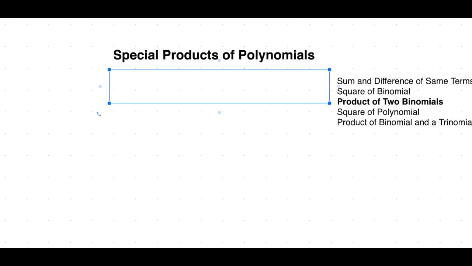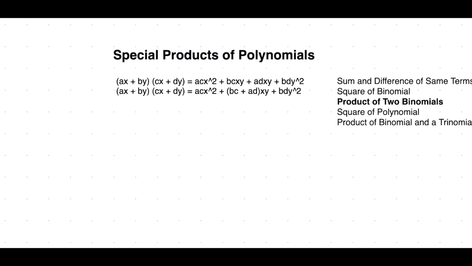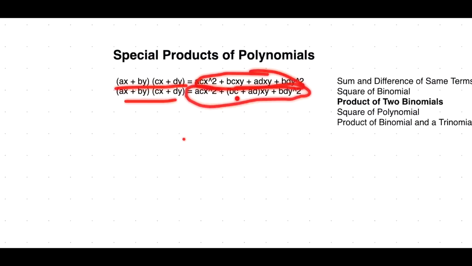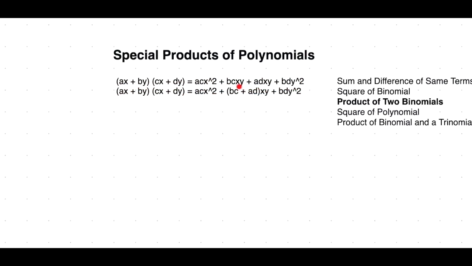Here we have ax plus by multiplied by cx plus dy. And these lines are both equal to each other. This is equal to this, thus the answer here is equal to this. And I'm going to explain why the second row is written differently in a second. I just want to clarify, the second row, even though it's equal to the first row, is written differently.